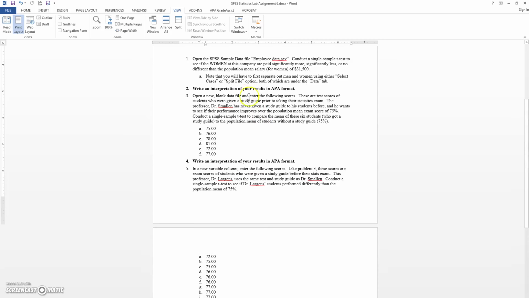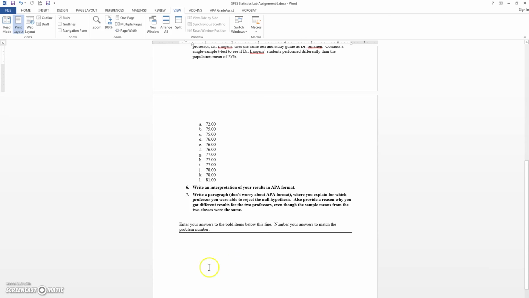Notice that I put in bold the items that you have to put an answer to down below.